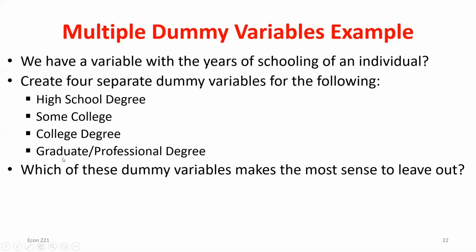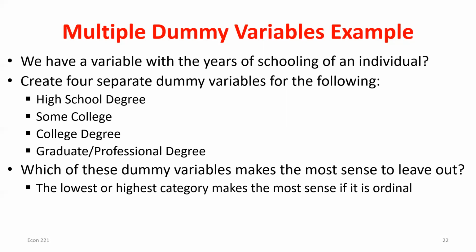If I left out graduate degree here, then my interpretation would be something like the effect of having a high school degree relative to someone who has a graduate degree, and I'm thinking about the effect that has on income. Now the coefficients I'm going to be seeing will be these negative values. So you've got to think about the context of your example, which group makes the most sense to leave out. There's no right or wrong group to leave out. The regression will still run. It's just that the interpretation will be a little bit clunkier if you choose a group that doesn't make sense in the context of your example.